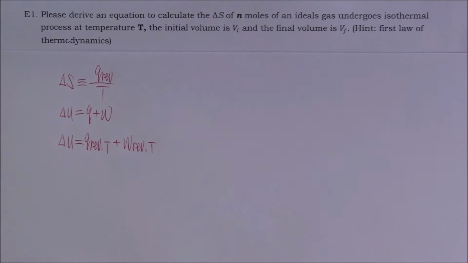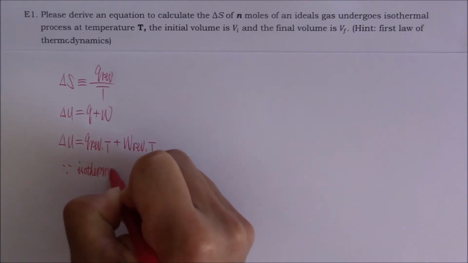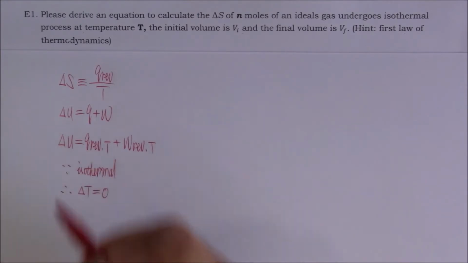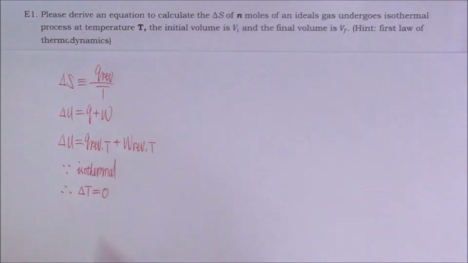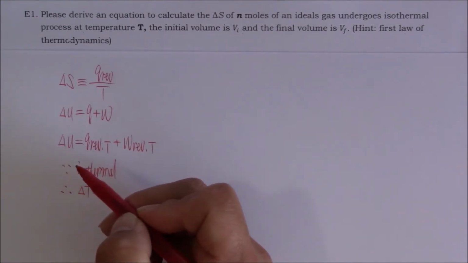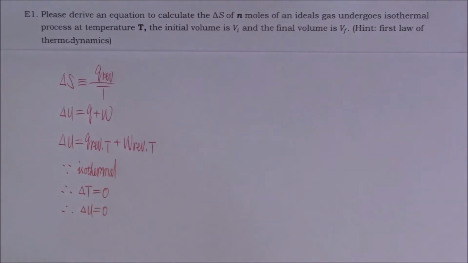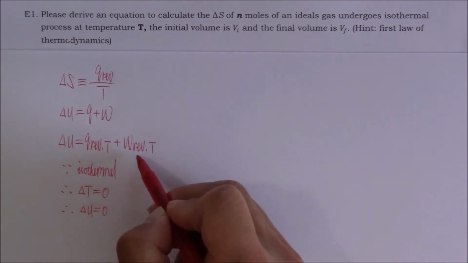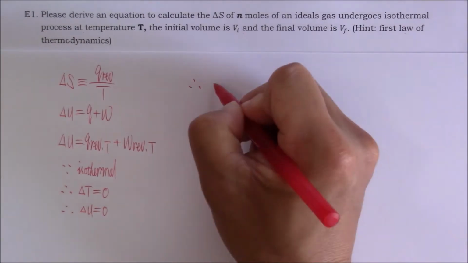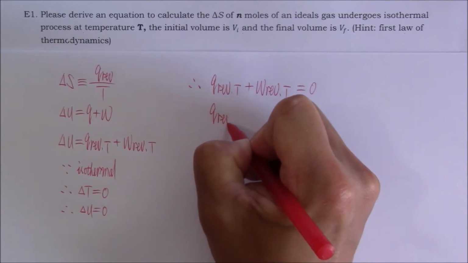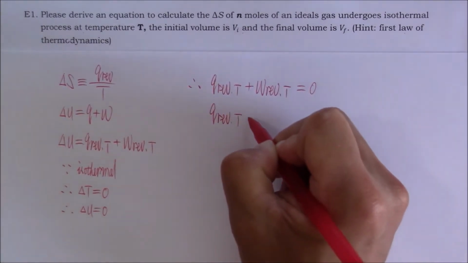Since this is an isothermal process, delta T is equal to 0. We also know that the internal energy is a function of temperature only for an ideal gas. Therefore, if delta T equals 0, delta U must also equal 0. Then Q reversible at temperature T plus W reversible at temperature T equals 0. So Q reversible at temperature T is equal to negative W reversible at temperature T.